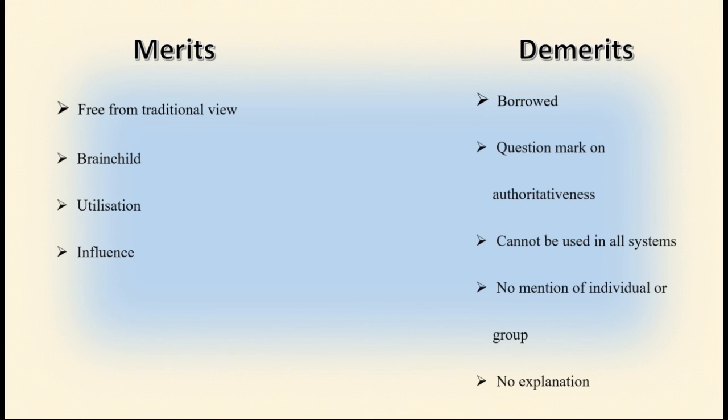Fourth, no mention of individual or group. Easton's model does not mention individual or group actions, instead focuses on politics as a matter of process. Fifth, no explanation. Easton has not explained the process of allocation, that is, who gets what when. Example, could not explain how allocation of values is different in a firm from that of a political system.